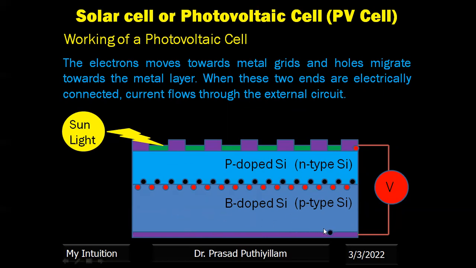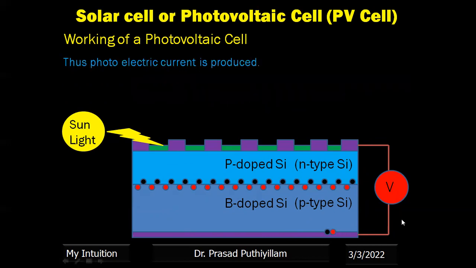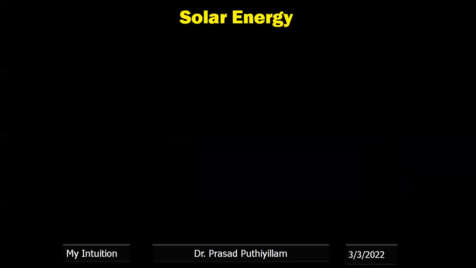Even the positive charge also can move through this silicon layer, and the electron will travel through the external circuit. So it goes through the voltmeter and combines with the positive charge. That means a photoelectric current is produced. The voltmeter will show the deflection, or it shows how much current is generated. That means totally we got the photovoltaic current, or photoelectric current, produced.